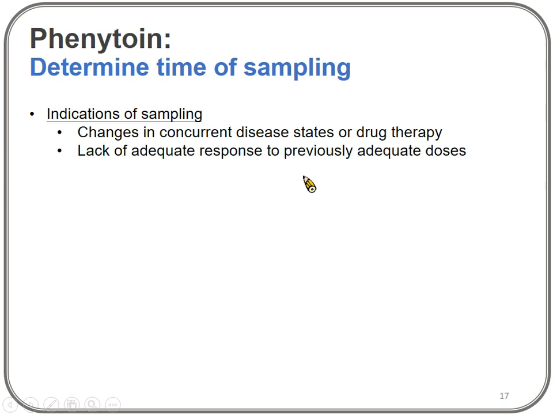Second, when there is a lack of adequate response to a previously effective regimen. Third, if the patient starts to present any suspected side effects of phenytoin, then we need to get a toxicity level at the proper trough time to ensure whether it is because of the phenytoin's use and deal with it from there.